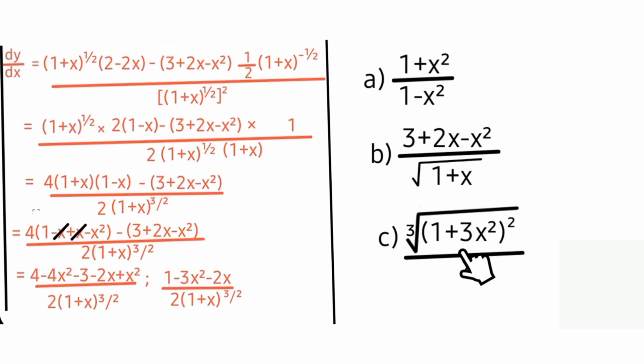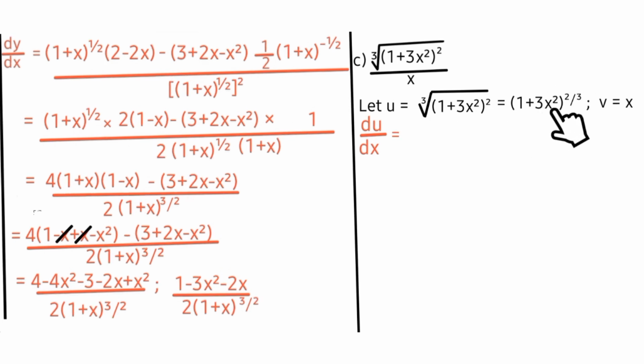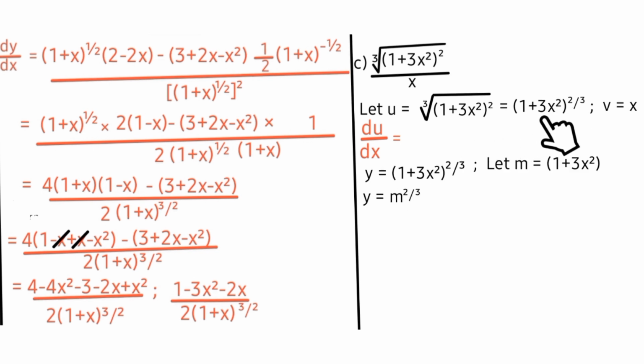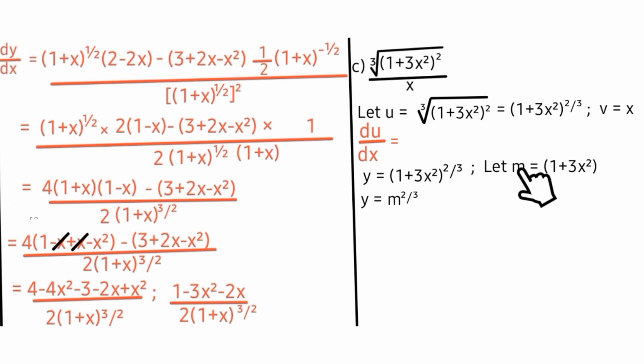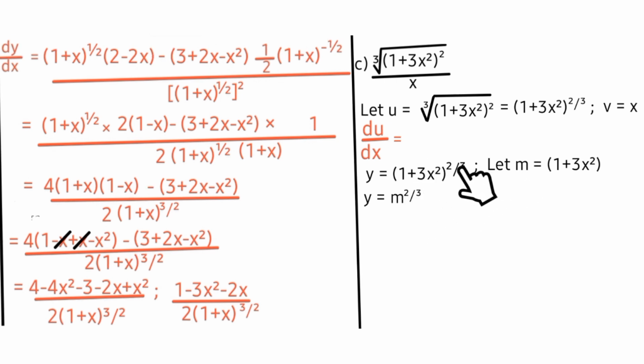Now let's answer the C part of the question. Let u represent this, while v represents x. Now let's get the derivative of u with respect to x. We could get this using the chain rule formula by treating these values as a function. Now, treating this as a function, we'll call it y. Say, let m equal 1 plus 3x squared, so that y will be, since all this is equivalent to m, m raised to power 2 over 3.